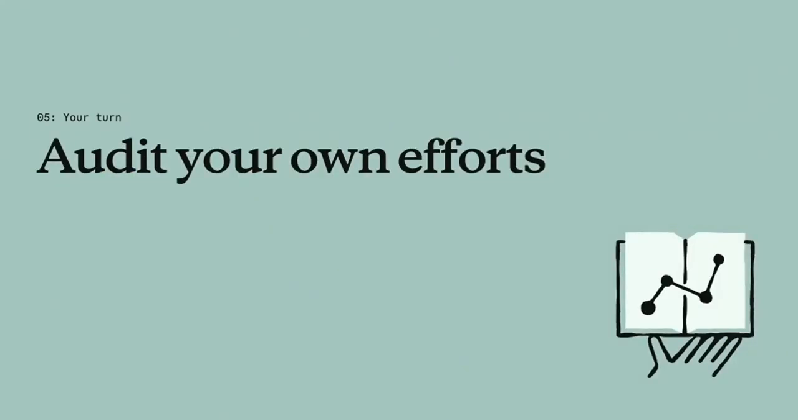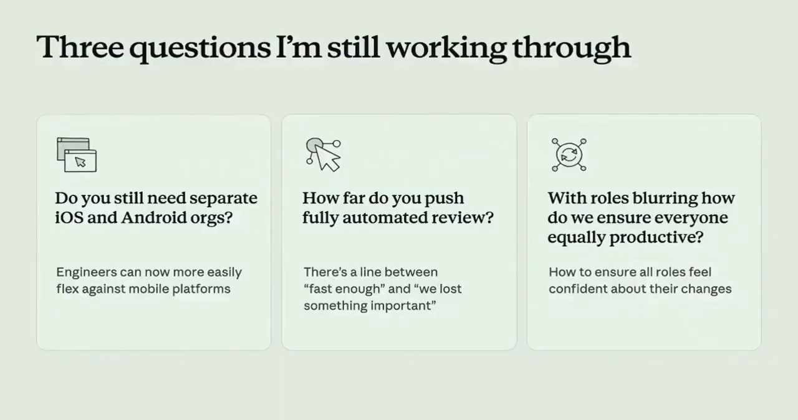Okay, so my last section is to audit your own efforts. I'll share with you transparently, I still have a couple of questions that I'm still asking myself. The iOS and Android org is a very interesting one. When engineers can now more efficiently flex across different mobile platforms, does a more traditional way of having an iOS team and an Android team still make sense? That's something that I'm still thinking through.